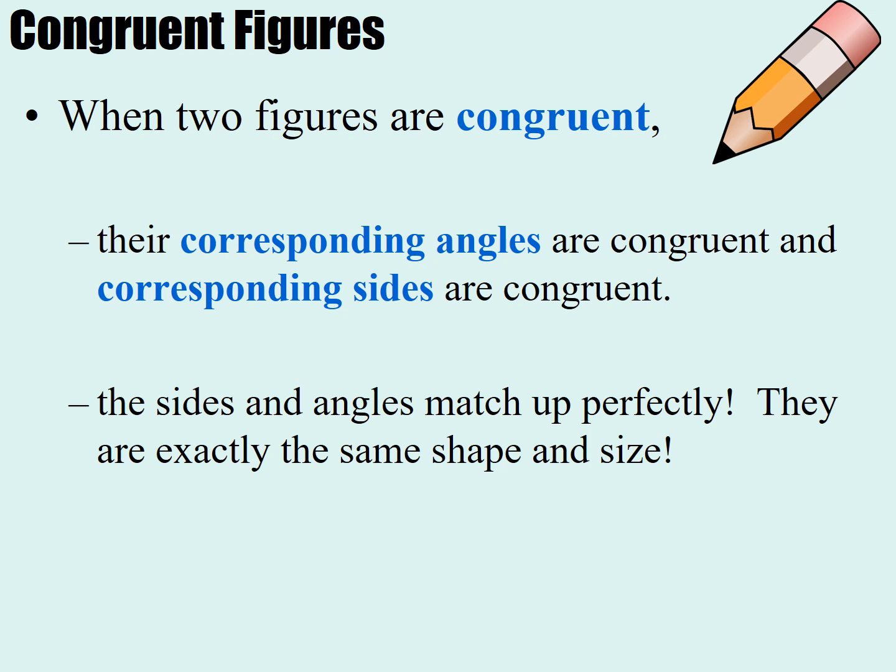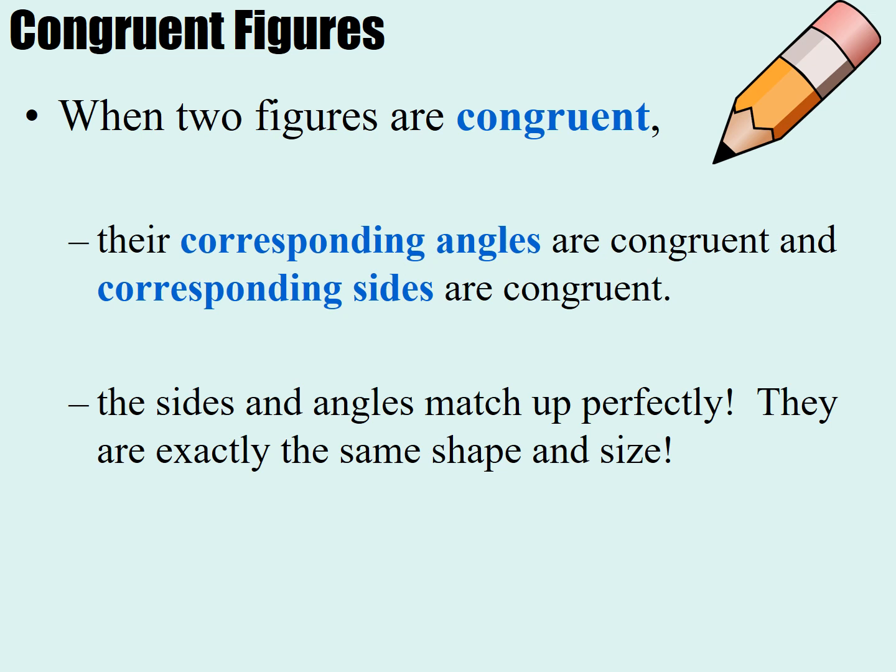So this slide is going to be the first slide that you're going to write in your notebook for today, and that is the definition of congruent figures. When two figures are congruent, we're saying their corresponding angles are congruent and their corresponding sides are congruent, or the sides of the triangles that match in length or the angles that match in degree measure. And that's just what the next bullet says. The sides and angles that match up absolutely perfectly, that are the same size and same shape.